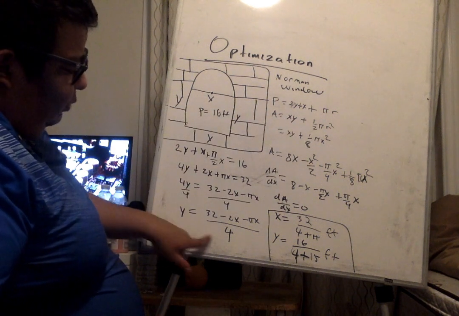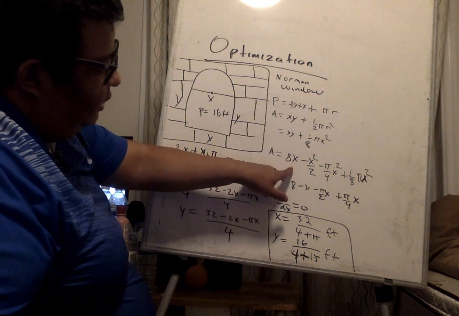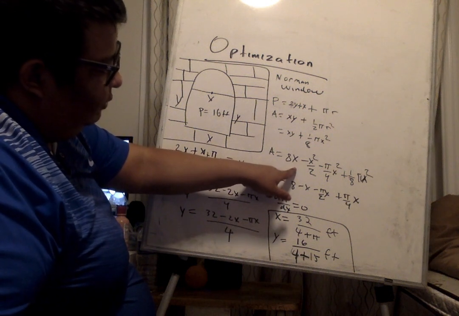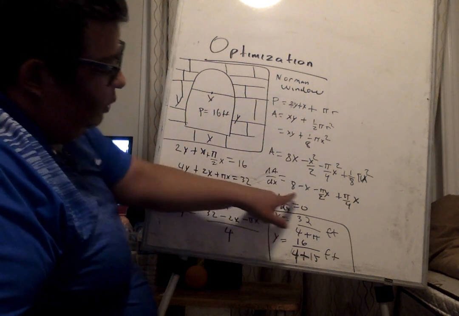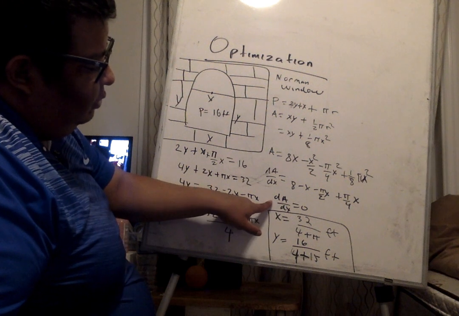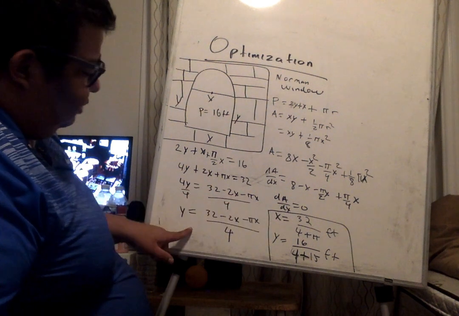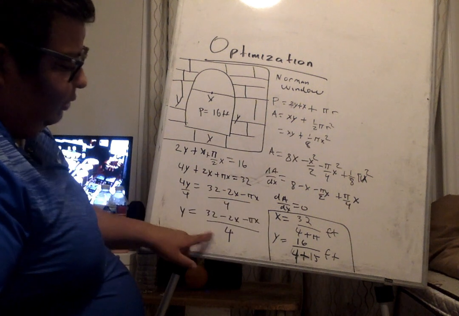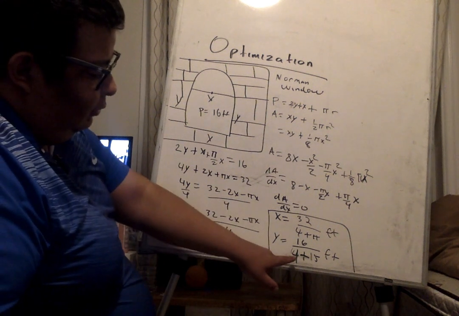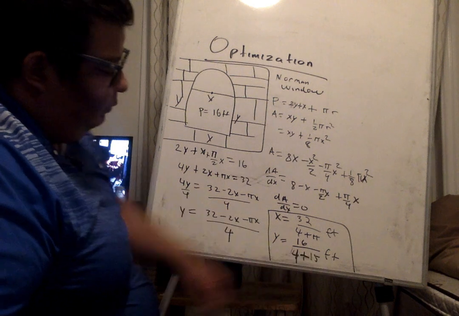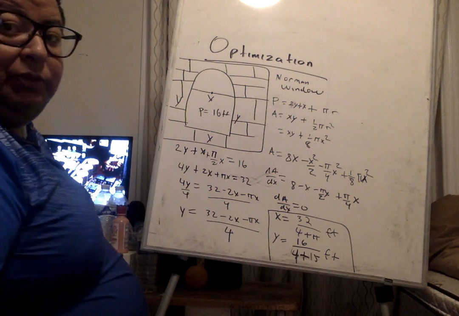We solve for y, we get this. We plug it into A, and we get this. Now we take the derivative, we get this. We set the derivative equal to 0. We find that x is equal to this, and then the final step is just to plug your x into here, and you're gonna get 16 over 4 plus pi feet. That's it. Thank you very much, students.